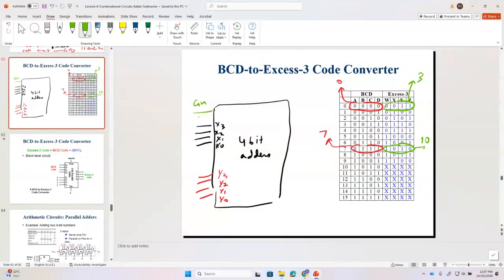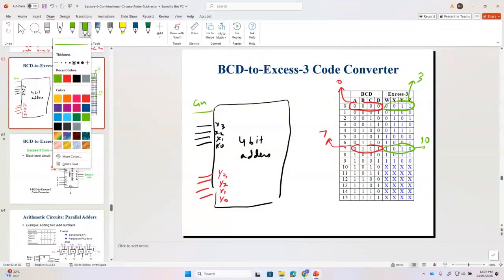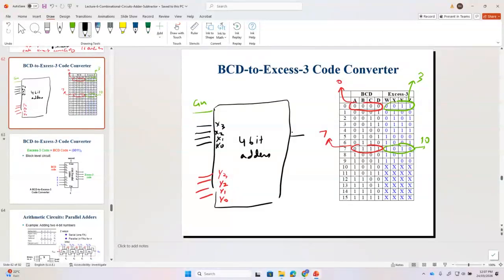C in. What is my output now? S0, S1, S2, S3, and C out. What is my other output? C out. Please remember, this is very important. Can we design this BCD to XS3 code converter using a parallel 4-bit adder? Yes. How? Can you tell me how we can do that?